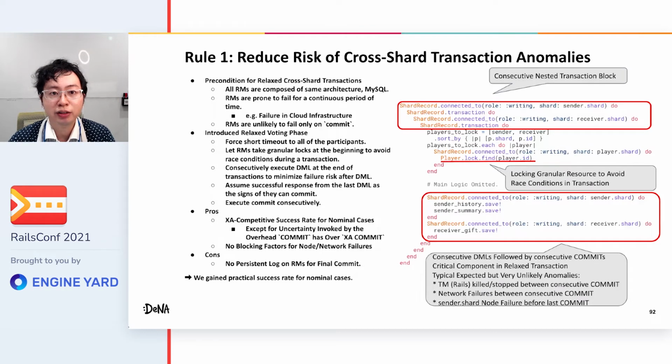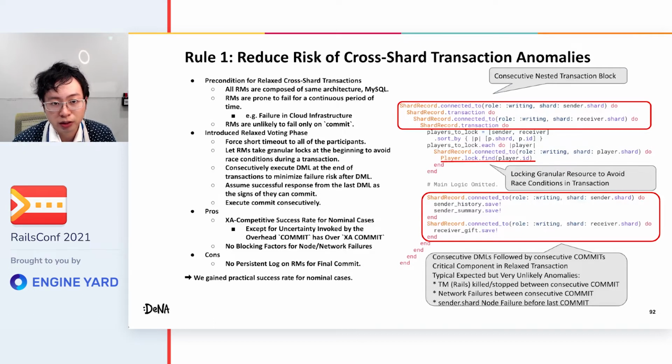Let's take a look at the Rails code to achieve the relaxed transaction. In the beginning, there are two consecutive nested transaction blocks. These nested transactions execute a consecutive commit at the end of the transaction block. Right after the beginning of the transaction block, you can see the player.lock.find(player.id). This code is locking granular resources to avoid race conditions during the transactions, which further ensures the success rate of the transaction.